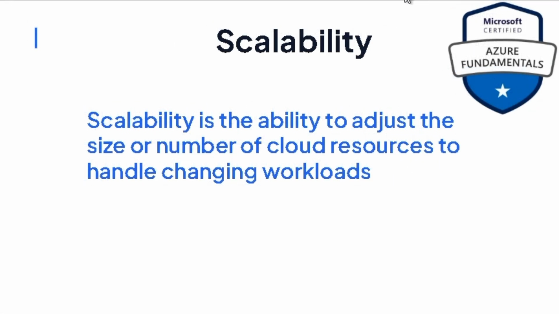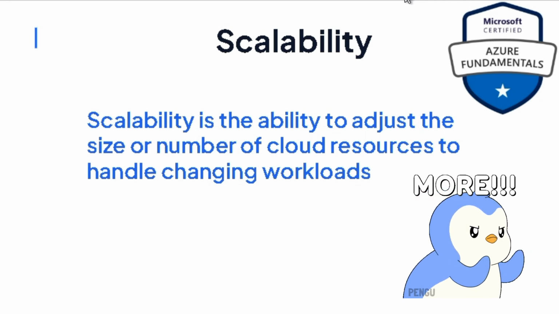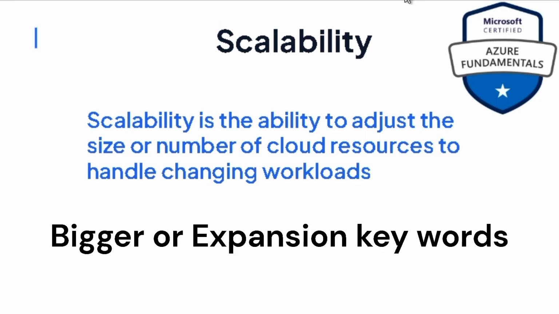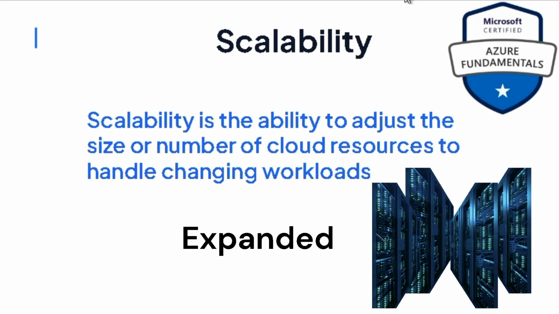Scalability is the ability to adjust the size or number of cloud resources to handle changing workloads. Think about scalability as expansion or making things bigger. For your AZ-900 certification, remember that scalability is the ability to make things bigger or to be able to expand. For example, I have a server on the cloud and that server is running out of space. I can scale that server, in other words, make it bigger.